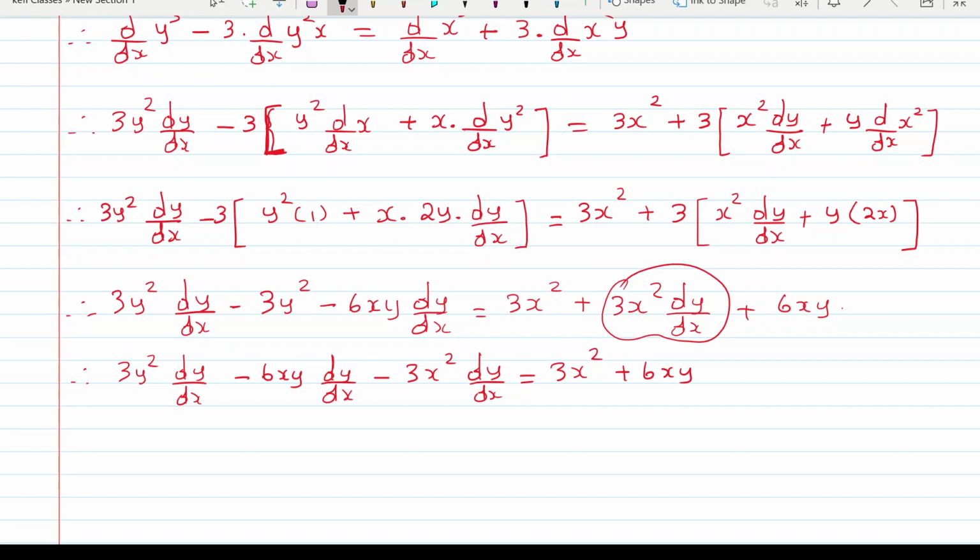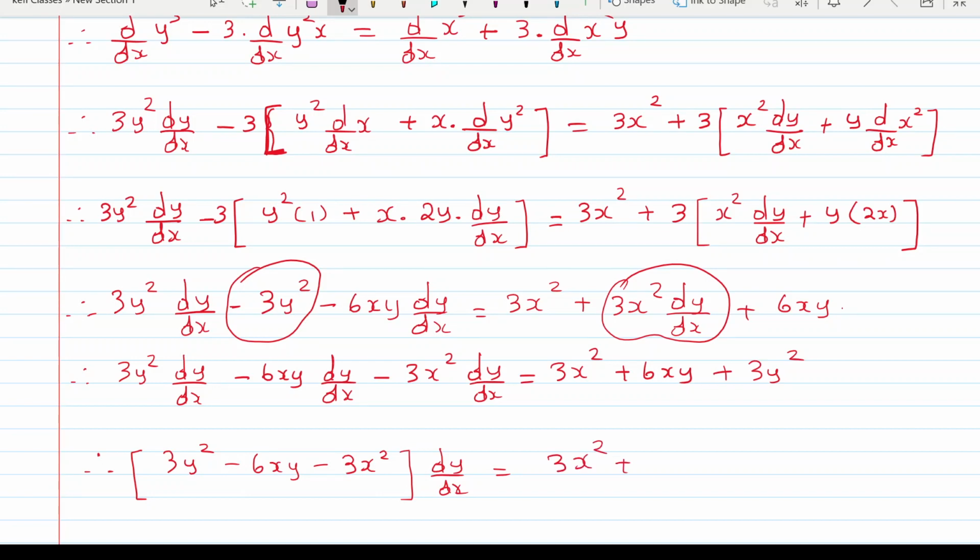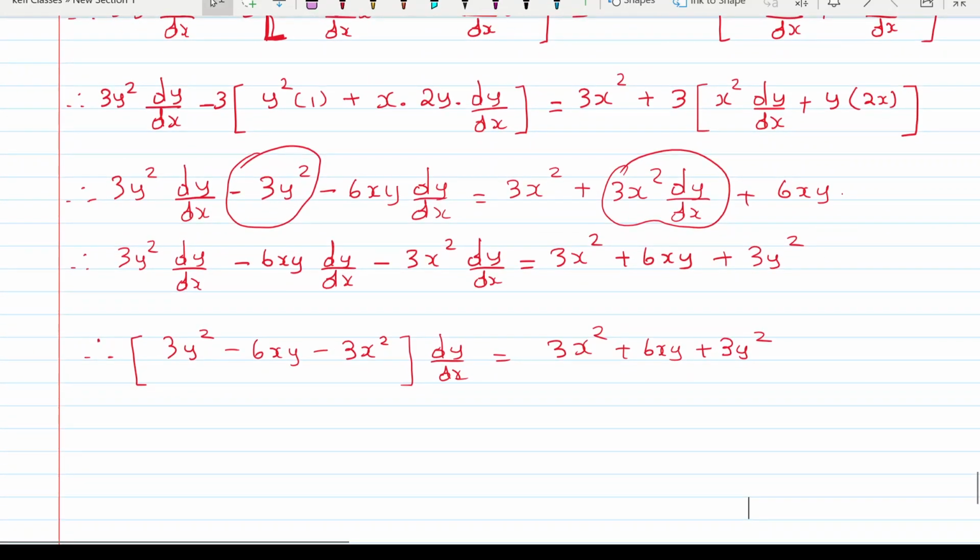Now on the left hand side there is only one term which is minus 3y square, which is a non dy by dx term. So bring it here, plus 3y square, okay. Now what is the next step? Take dy by dx common. So bracket 3y square minus 6xy minus 3x square into dy by dx is equal to 3x square plus 6xy plus 3y square, right? And now take this term in the denominator. That's all.